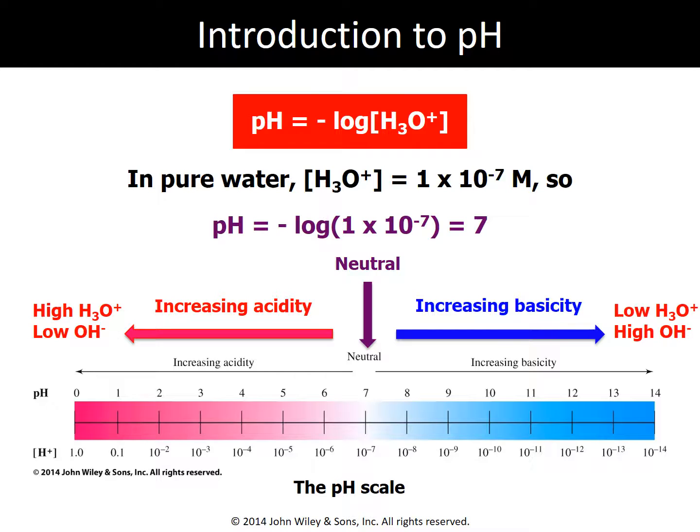And the reverse holds true for bases. A highly basic compound would have a pH of 12, 13, or 14, while a slightly basic compound would be 8, 9, or 10. So as we go up to 14, we increase in basicity, and as we go down to 0, we increase in acidity.